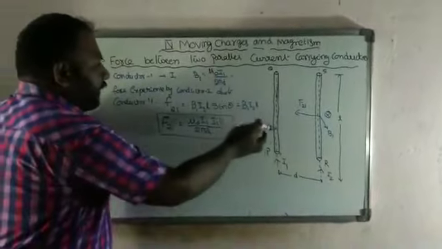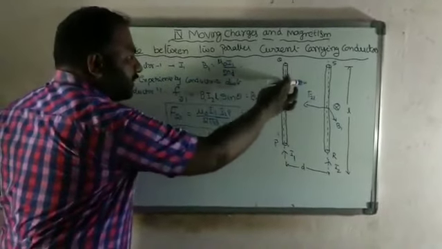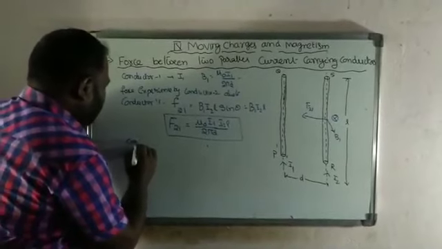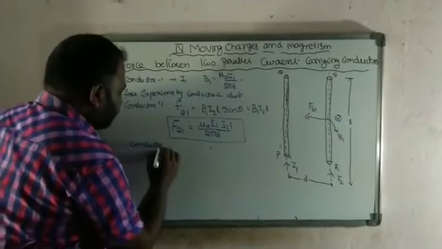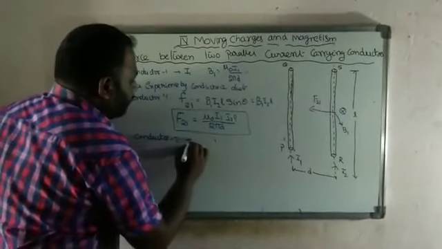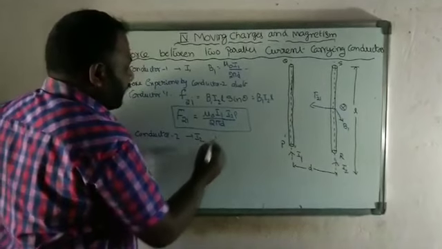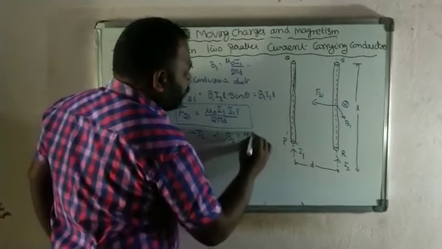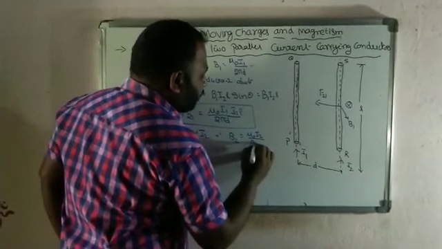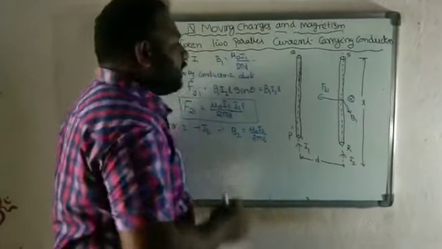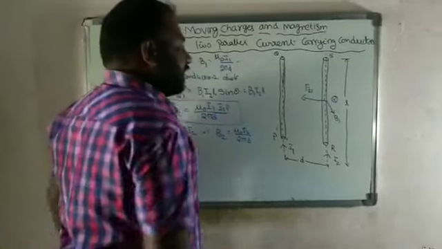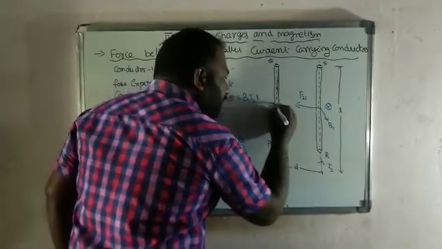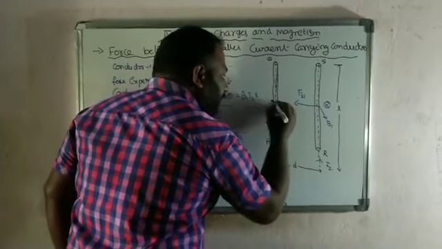Next we are going to find what is the force acting on conductor 1 due to conductor 2. Here I take conductor 2. The current flowing through the conductor is I2. It sets up a magnetic field B2. That B2 is mu naught I2 by 2 pi d. Now we are going to see what is the direction. Again we are applying the right hand thumb rule. Here we have to find the direction of the magnetic field at this point.